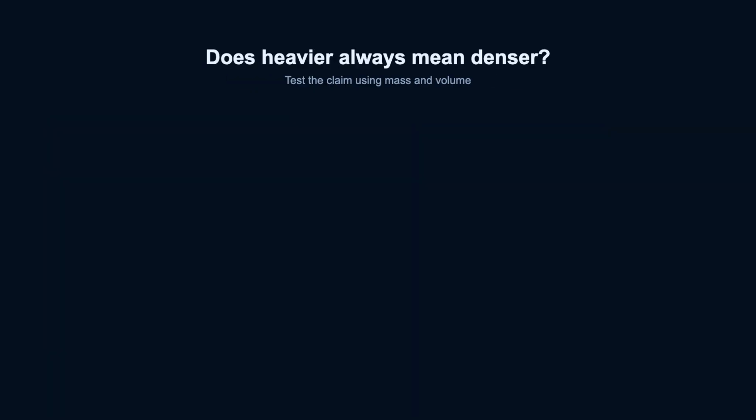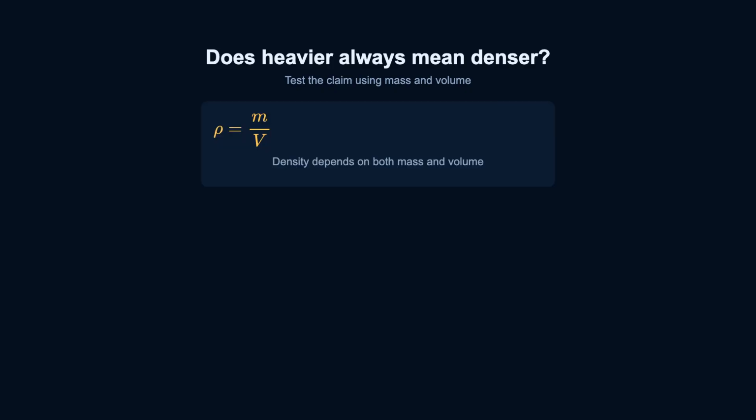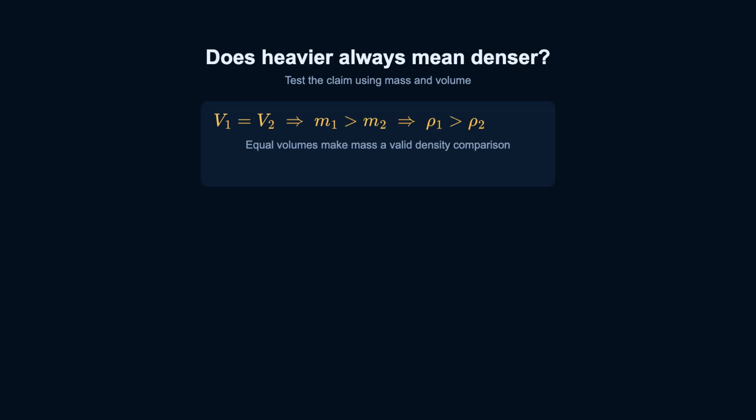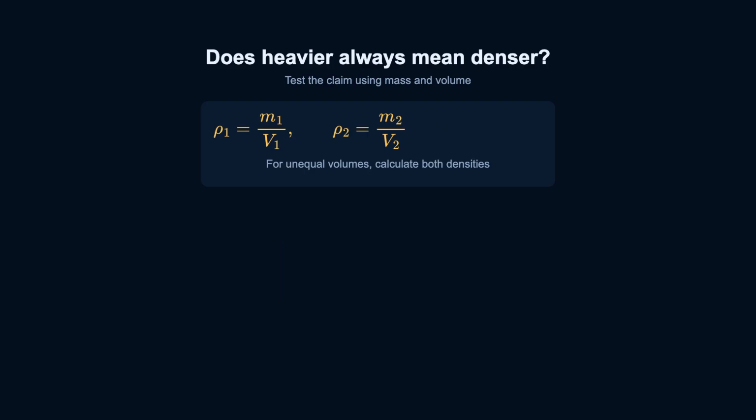A tempting idea is that the heavier object must always be denser. Test that claim against the equation. Density is mass divided by volume, so mass alone is not enough. A greater mass might be spread across a much greater volume. Only when the volumes are equal can the heavier object be identified as denser from mass alone. Otherwise, calculate or compare both mass and volume.